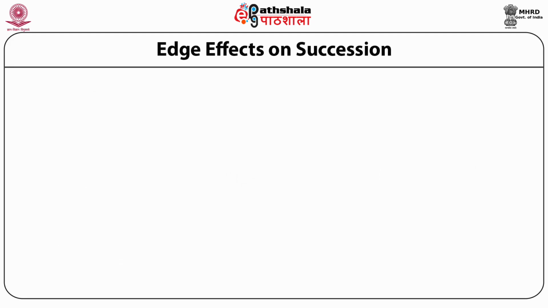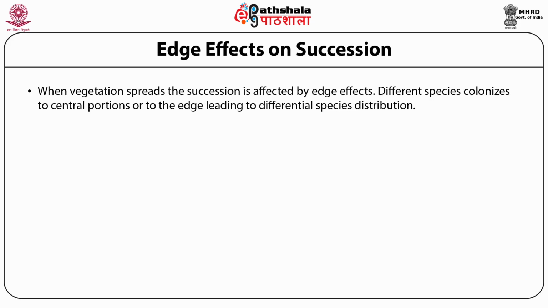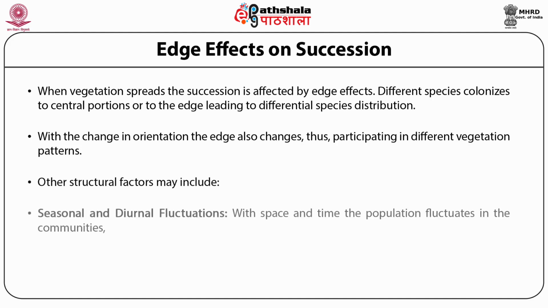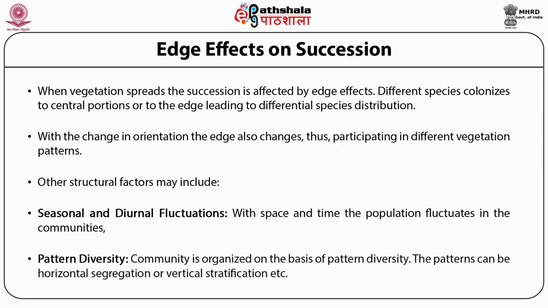Edge effect on succession. When vegetation spreads, the succession is affected by edge effects. Different species colonize the central portion or the edge, leading to different species distribution. With changes in orientation, the edge also changes, thus producing different vegetation patterns. Other structural factors may include seasonal and diurnal fluctuations. With space and time, the population fluctuates in the communities. Pattern diversity: the community is organized on the basis of pattern diversity. The patterns can be horizontal segregation or vertical stratification, etc.